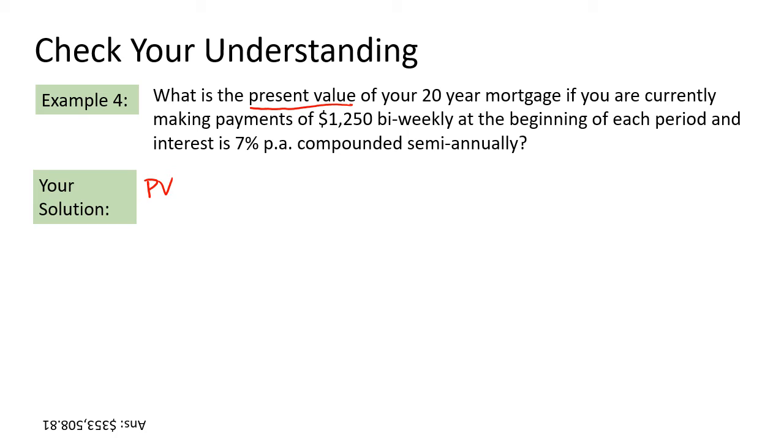So, starting with our compounding periods, payments are bi-weekly and interest is compounded semi-annually. So they're different. That makes it a general annuity. And payments are made at the beginning of each period, so that makes it an annuity due. I know I keep bringing this up, but it's a good way for you to figure out what type of annuity you're dealing with right from the start. So now that we know that, we can start with our formula.